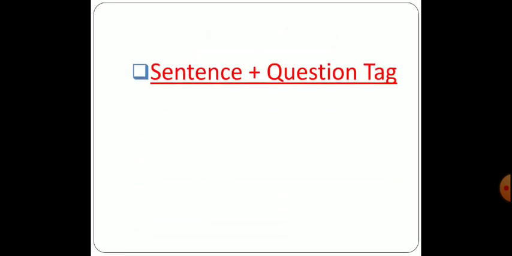So we have discussed that there is a sentence plus there is a question tag. So in a sentence, which things are you supposed to keep in mind? First of all, the tense, the helping verb, and the third one is modal verb. Now I'll be telling you each bifurcation of it. Which tenses are there, what are known as helping verbs, and what are modal verbs. So let us begin.